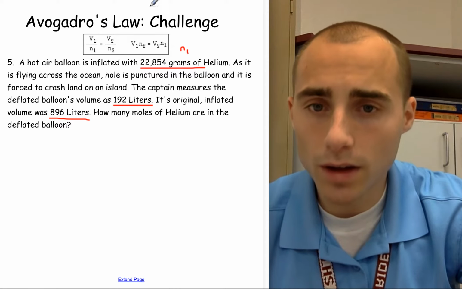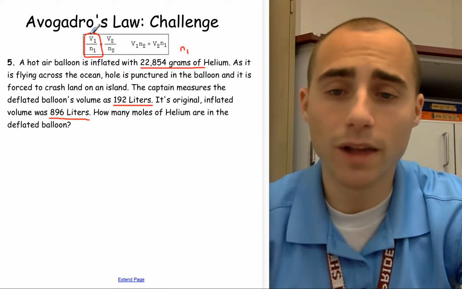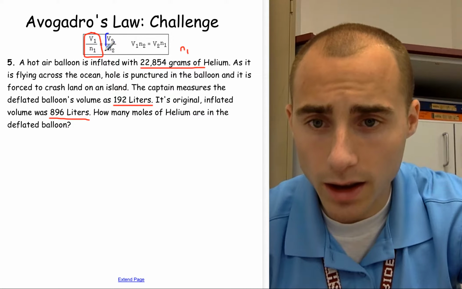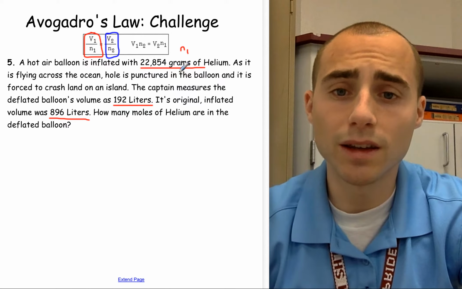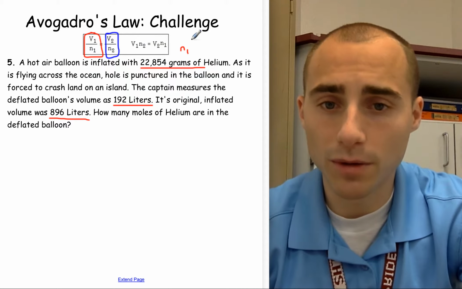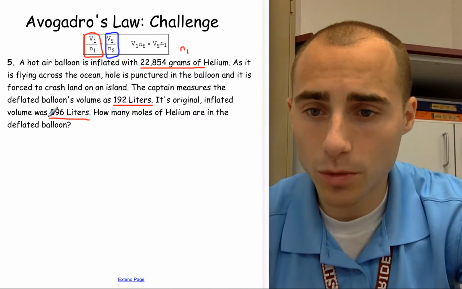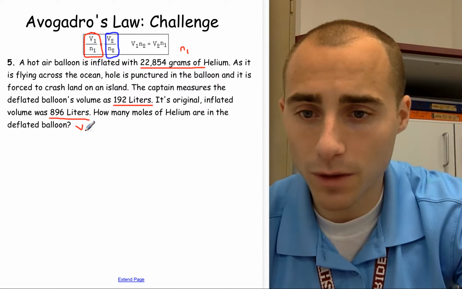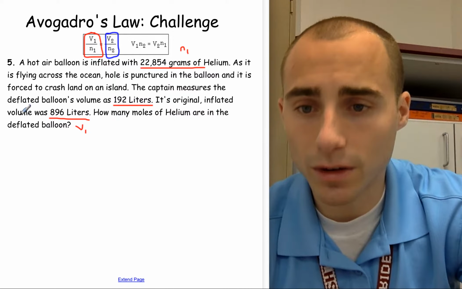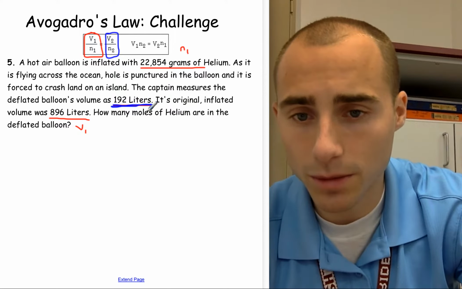So our V1 and N1 right here, these are both going to represent the inflated balloon. Our V2 and N2 are going to represent the deflated balloon. A balloon is inflated with 22,854 grams of helium, so that's going to be N1. Then we look here, its original inflated volume was 896, so that's going to be V1, because the inflated numbers have to go together. The deflated balloon, let's change that to blue. The deflated balloon right here, 192 liters, so that's going to be V2.